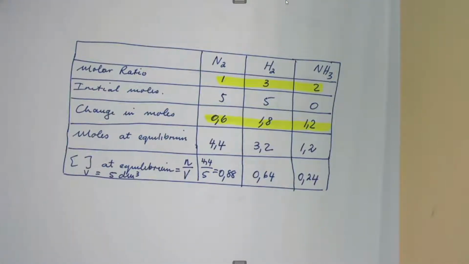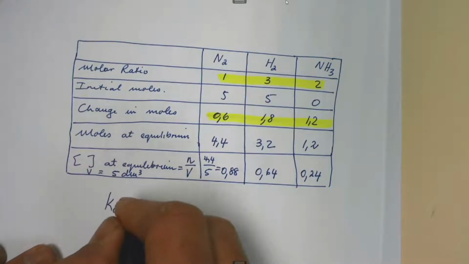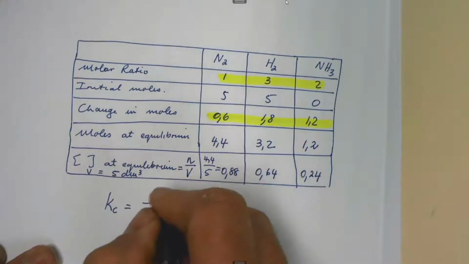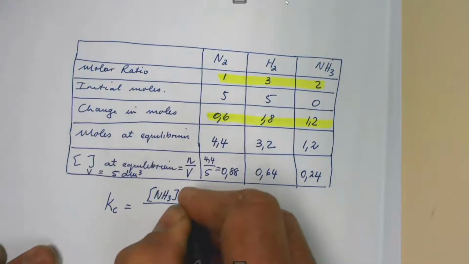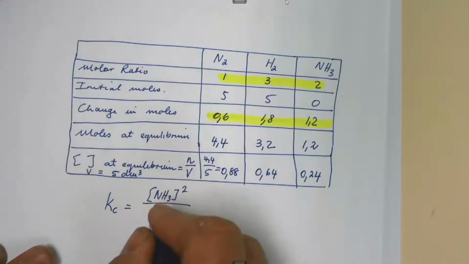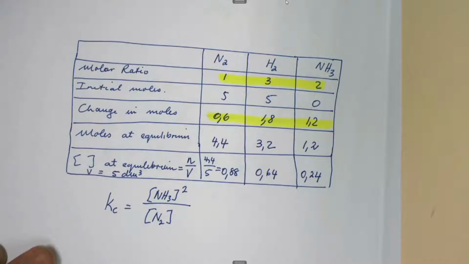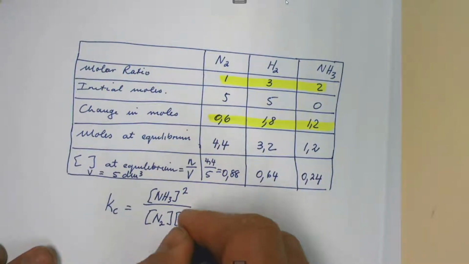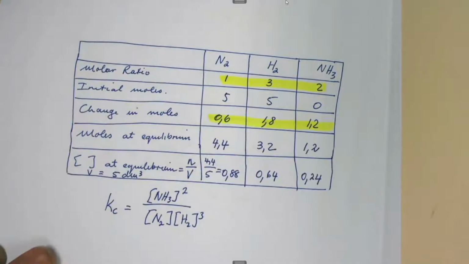Okay, so there I have my table completed, and now I can write down my Kc equation, which still looks like this. It's the products at the top, so it will be my NH3 concentration at the top, and that has got a 2 in front of it, so I will square that, and then I will have my N2, which will be to the power 1, and I will have my H2, which will be to the power 3, because it's got a coefficient of 3 in front of it.